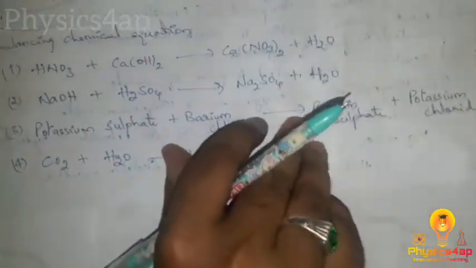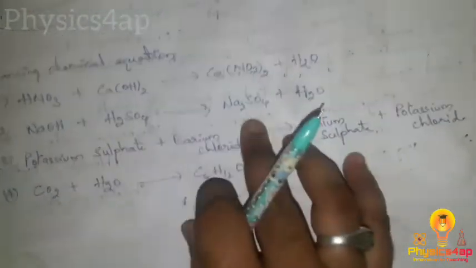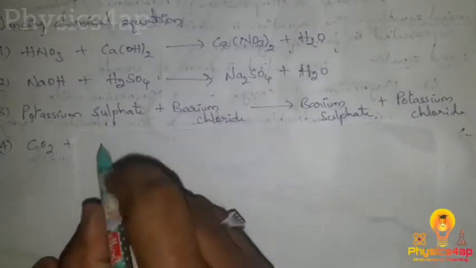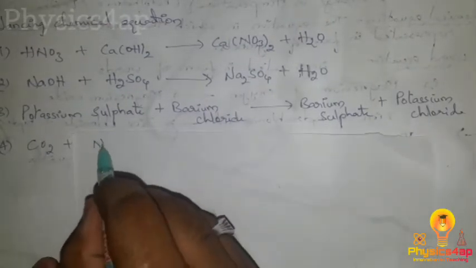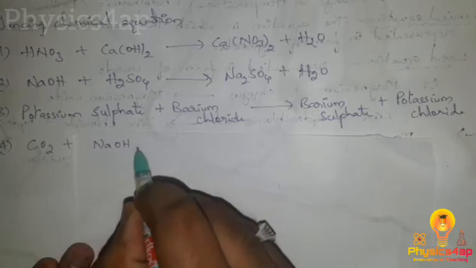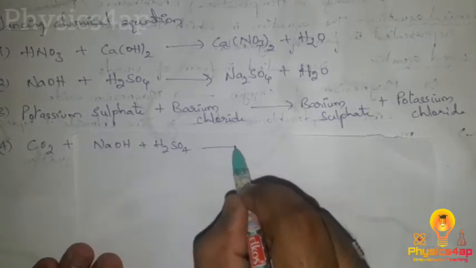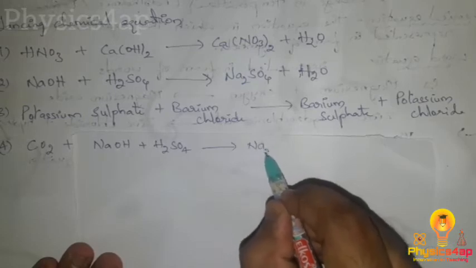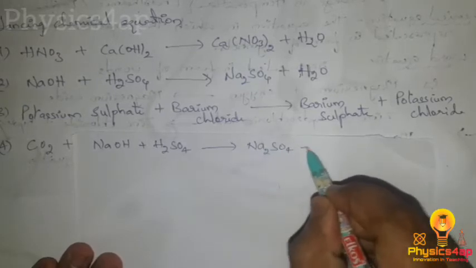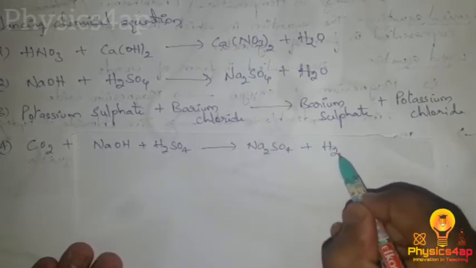So let us take this equation, that is NaOH plus H2SO4 gives rise to Na2SO4 plus H2O. So now let us try to balance this chemical equation.